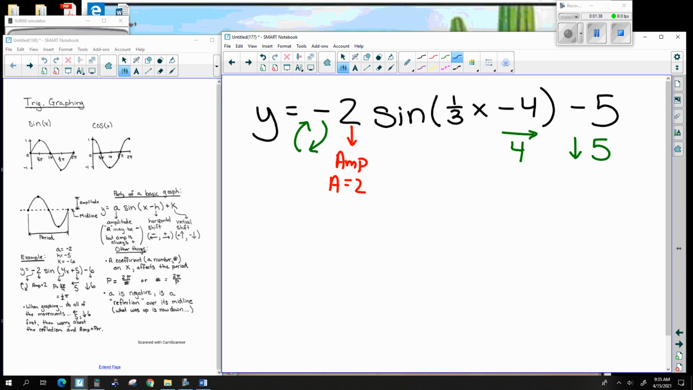And then the 1/3 is an effect on the period. So the period is equal to 2 pi divided by that inside number. So in this situation, that'd be 2 pi divided by 1/3. When it's a fraction on the bottom, we come up and multiply. So this period is technically going to be 6 pi. And that's pretty much everything that you need to know. If you were to actually graph this stuff, the first thing that I do is I move everything, and then I kind of handle the rest of the business. So do all the motions first, and then you can worry about everything else.